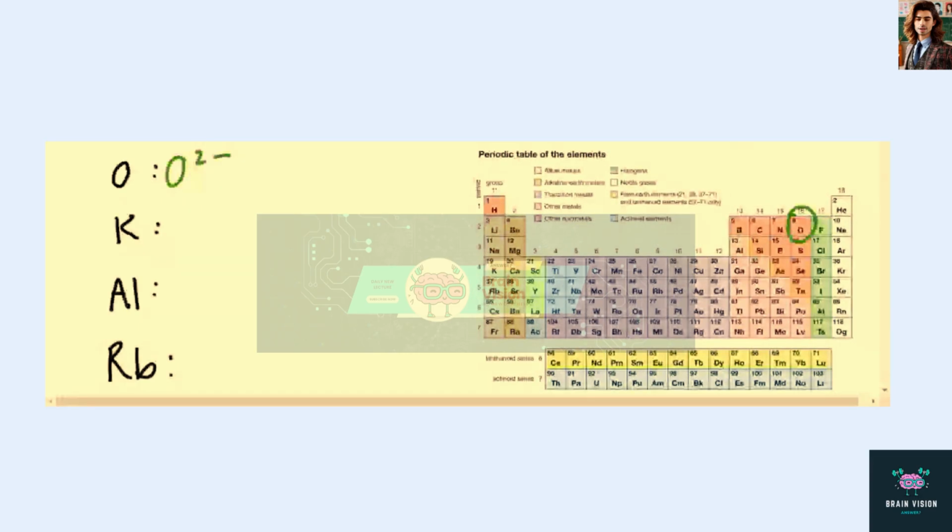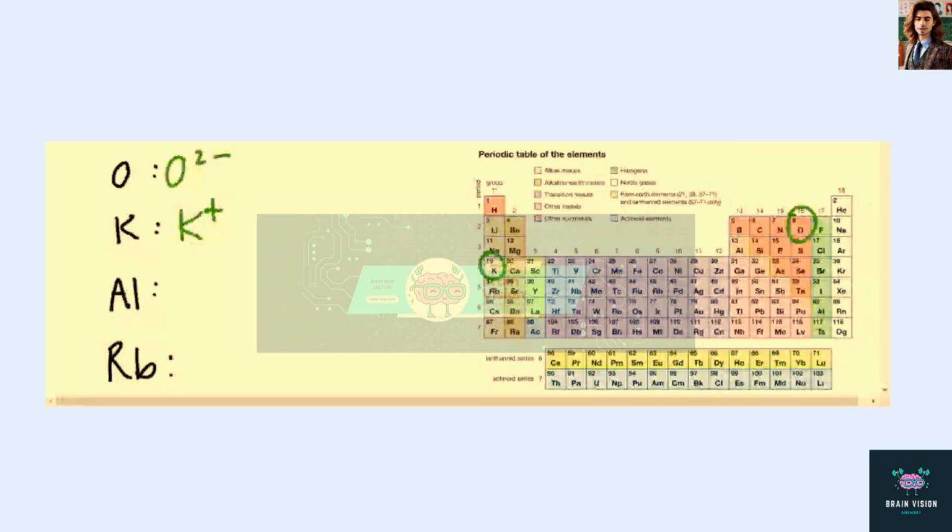And for potassium, we can locate it here in group 1, right? And because it's in group 1, we know that it has 1 electron in its outermost shell. Because it has 1 electron, obviously there's no point in having a 7 minus charge so that it can gain 7 electrons. It's better just to lose it. So we can say that it would be a K+ ion, the plus indicating that it would just lose that 1 electron in its outermost shell.